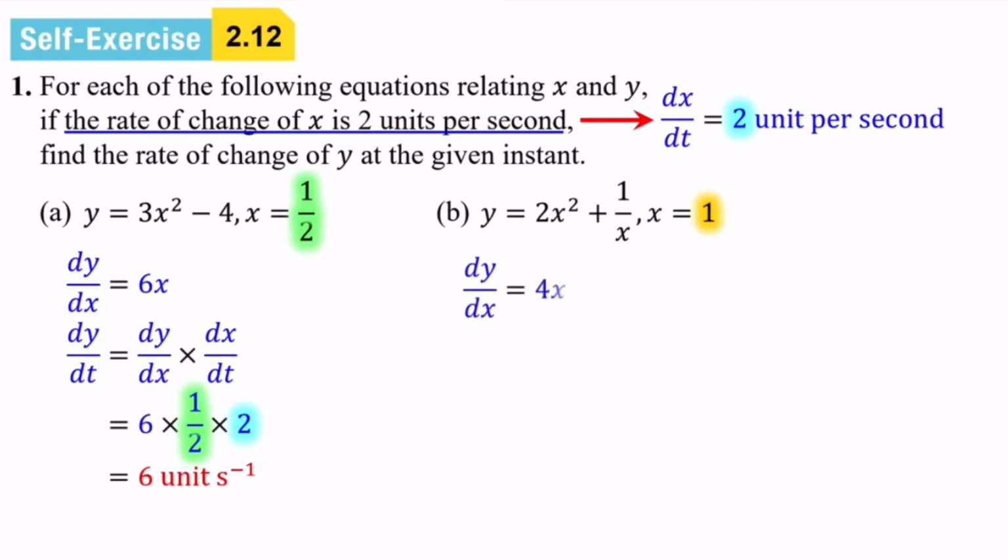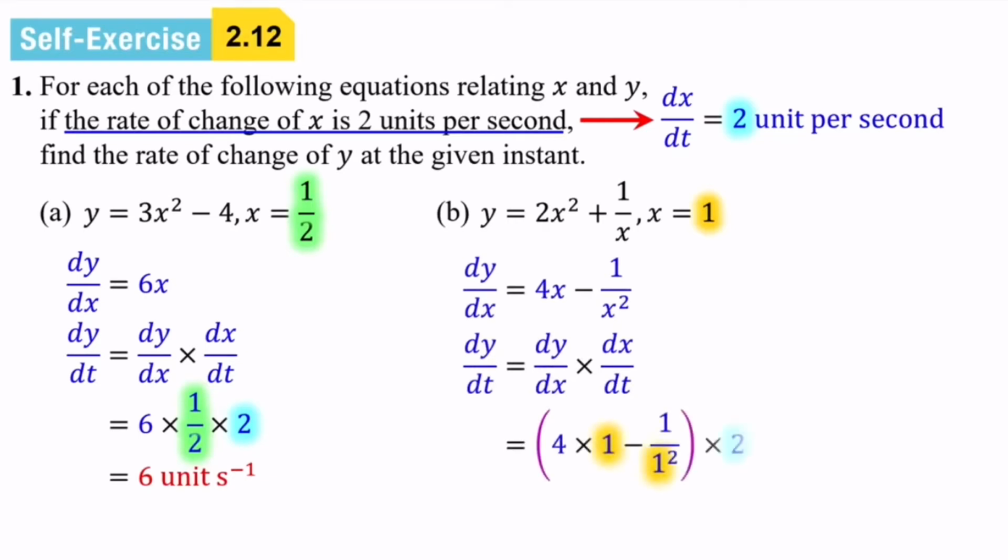So then for the b, we will do the same. So make sure we differentiate correctly. If 4x minus 1 over x squared, normally we will substitute x equal to 1 into the dy dx. So dy dx is 4 times 1 minus 1 over 1, which is 3, right? So dy dt is actually dy dx, which is 3, times the dx dt, which is 2. So the answer is just 6, right? 3 times 2.